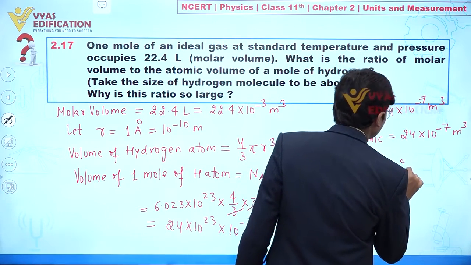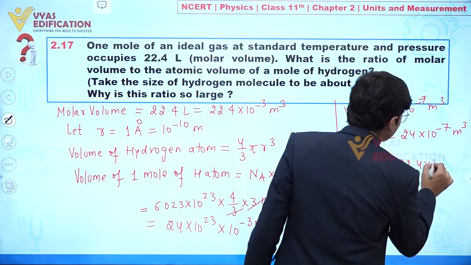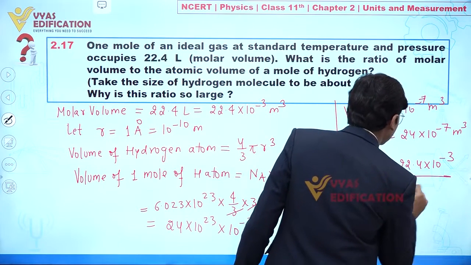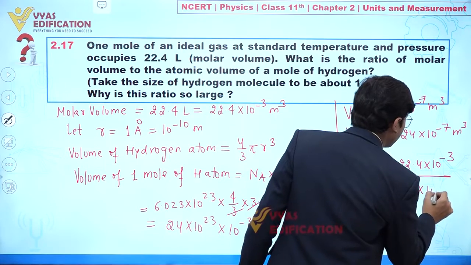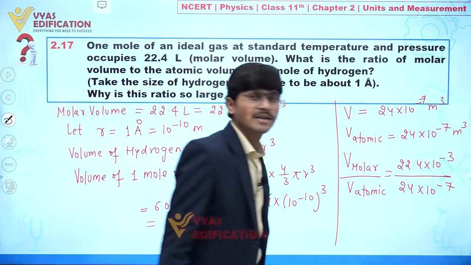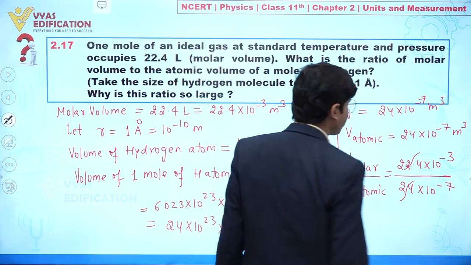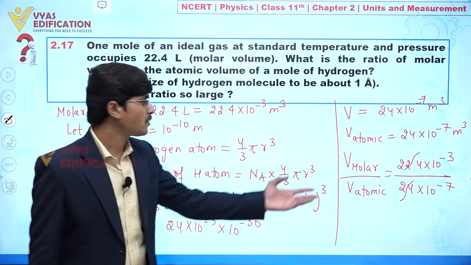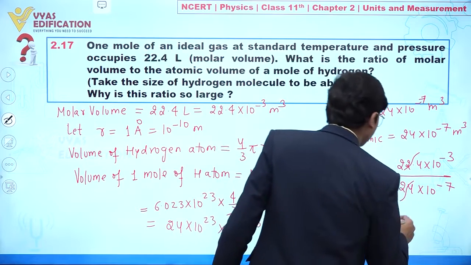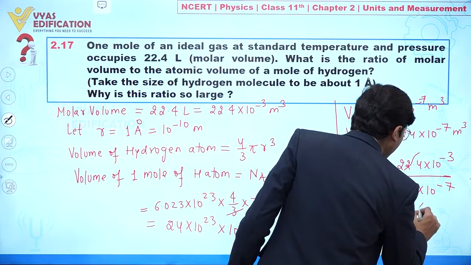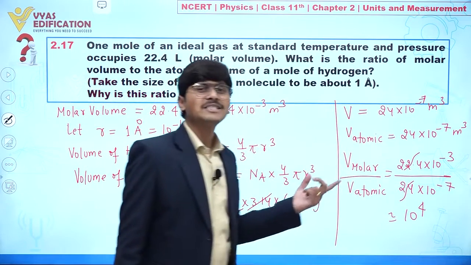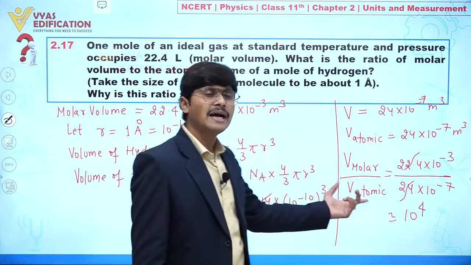So this is molar volume to atomic volume, and this is equal to 22.4 liter, this one, and 24 multiplied by 10 to the power minus 7. Near about this is cancelled out, and you will find approximately 0.999 something. Approximately, the molar volume is 10 to the power 4 times the atomic volume.